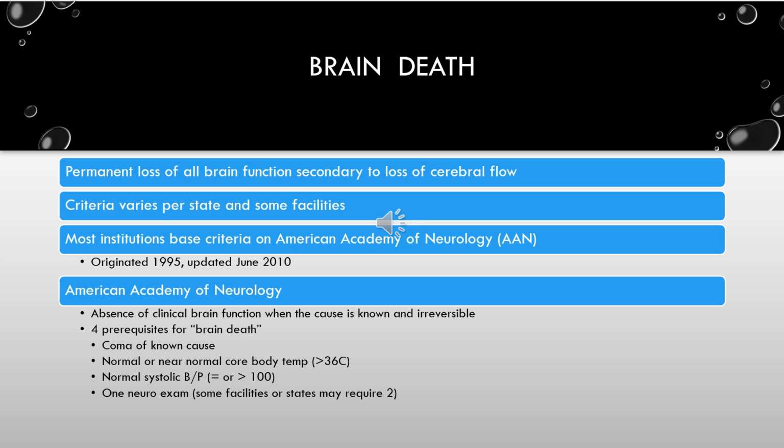So what kind of criteria do we look at when we're assessing brain death? Well, brain death is the permanent loss of all brain function secondary to a loss of cerebral flow.